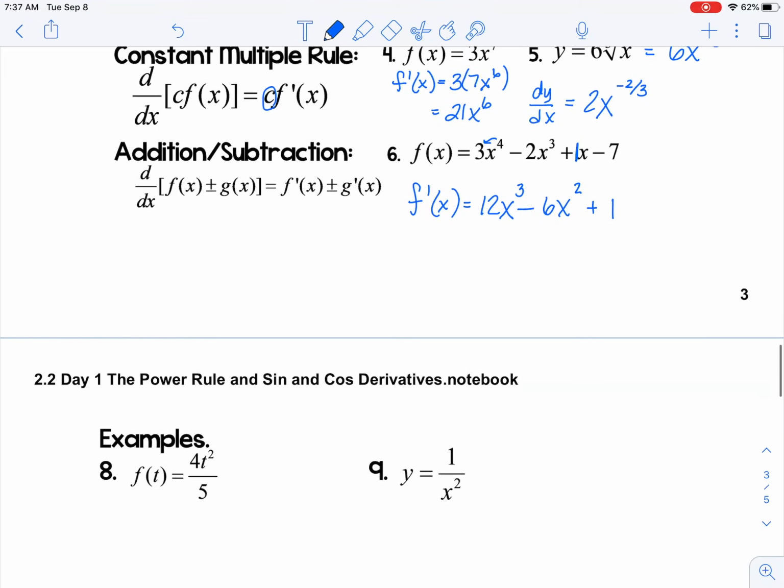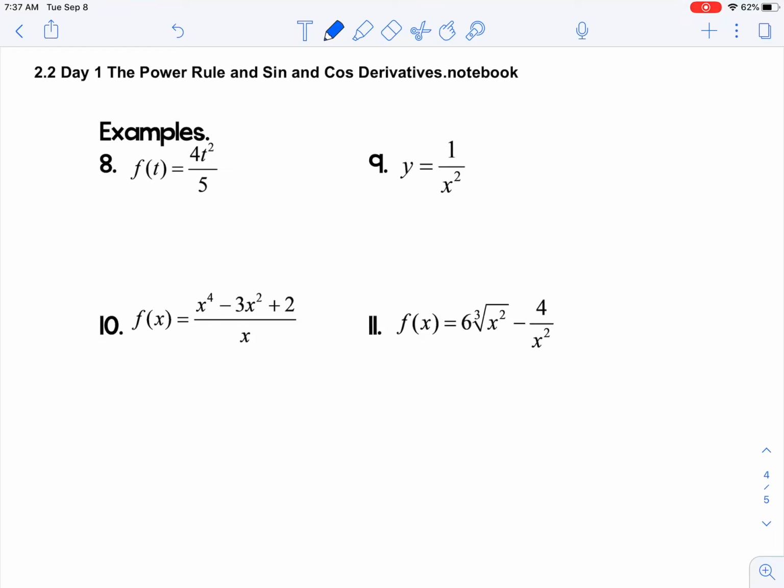All right. So let's do some tricky ones. But the only thing we know is the power rule. So we need to write this as a power. So that's the key here, is writing these all as a power. So let's write this as 4/5 t squared. So the derivative, f prime of t, is move that 2 out front. 4/5 times 2, that's 8/5. T, drop the power down by 1, that's just 1, so 8/5 t.